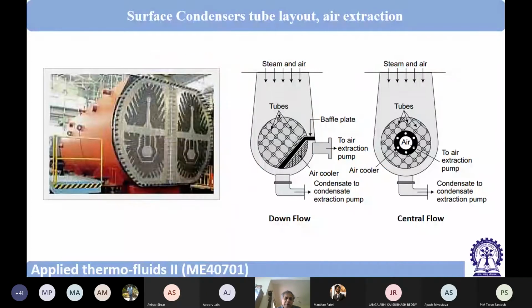So this is a cross section of a surface condenser. It is not a very big surface condenser, a medium size surface condenser, but this is the cross section. In the cross section, you see there is some sort of a pattern. Somewhere it is dark and somewhere it is white. Where it is dark, basically very closely spaced tube ends are seen. That's why it is dark.